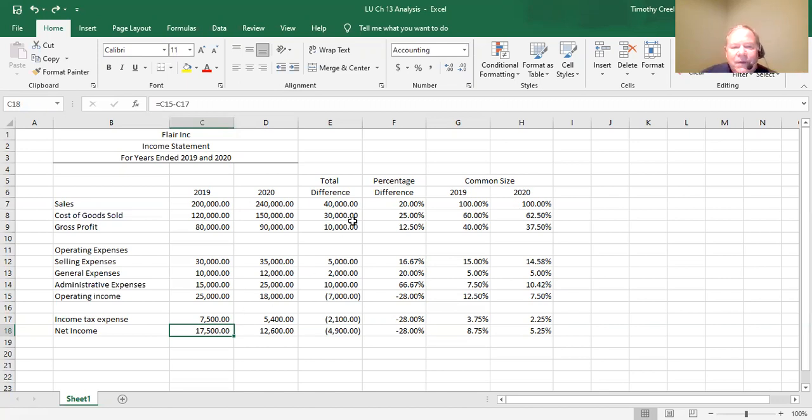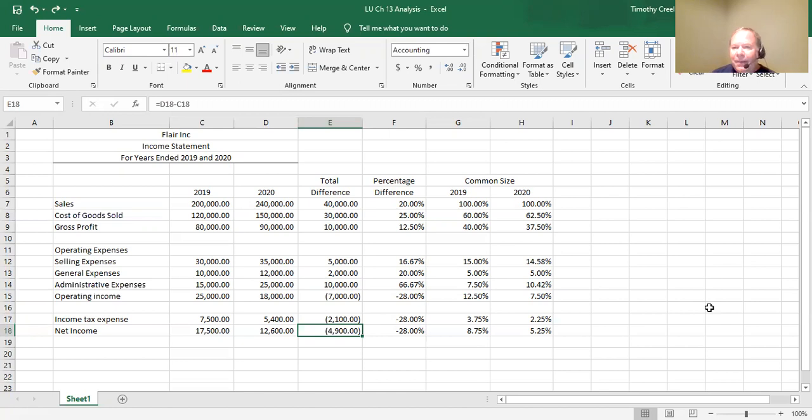So let's look at a couple of things. The first thing I do is I take 2020 minus 2019, and we look at the total difference. So you see that sales increased by 40,000, cost of goods sold by 30, gross profit by 10. You see there was an increase in pretty much all of the expenses. Operating income was down, income tax expense was down, and so was net income.